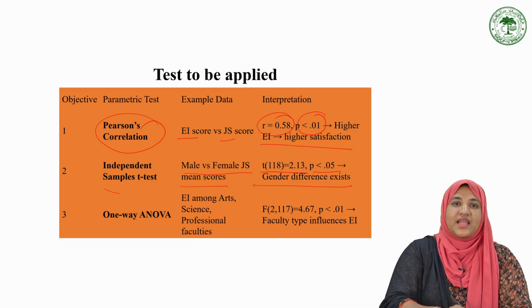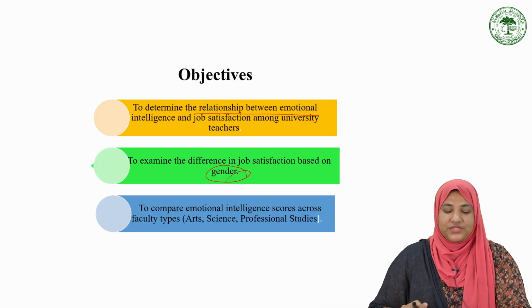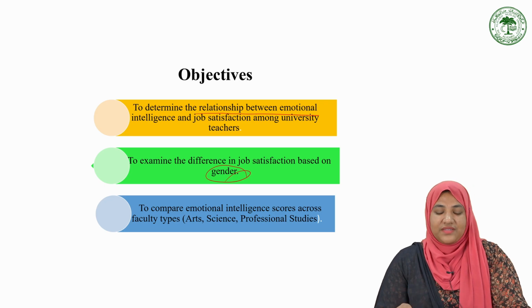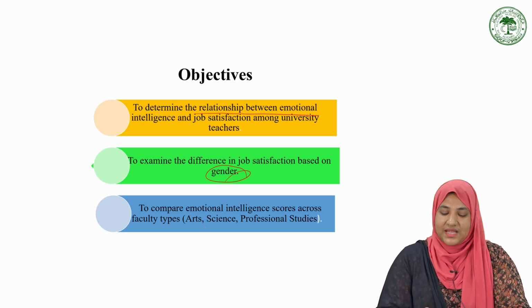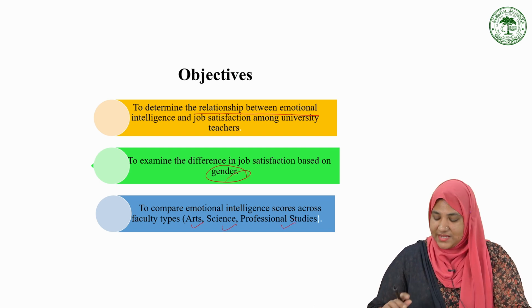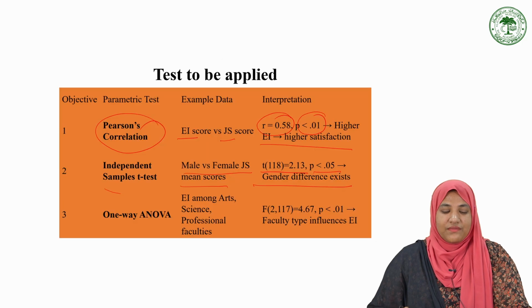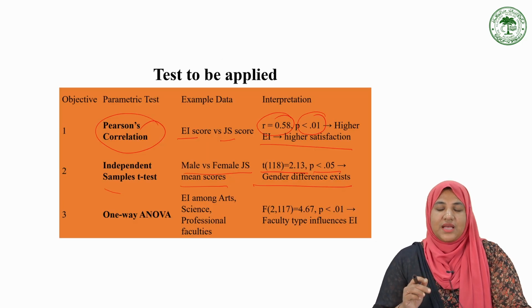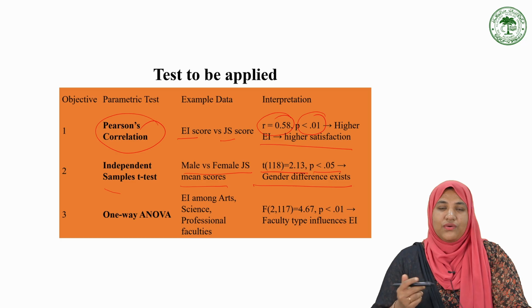So here the next test according to the objectives is to compare the emotional intelligence scores across faculty types, that is arts, science and also the professional studies. So why didn't we go for the t-test? Because there are three groups: arts, science and also the professional studies. If there were only arts and science, we could go for the independent sample t-test. We could go for the t-test at that time.